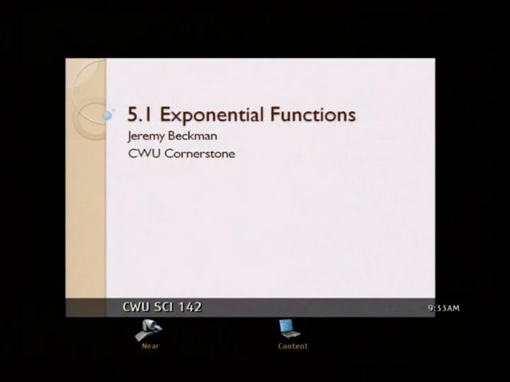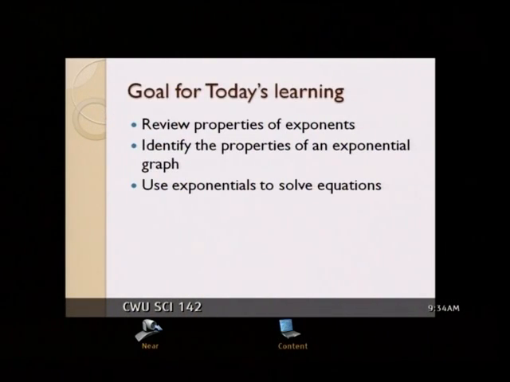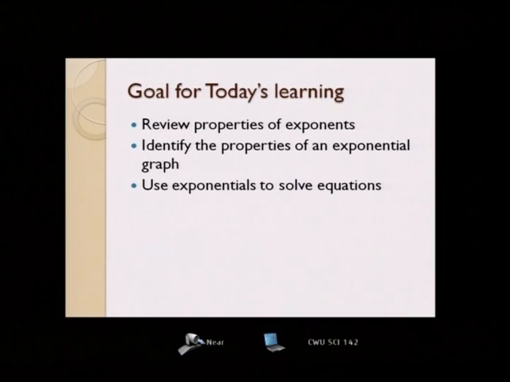Let's talk about what we want to roll through today. With section 5.1, we're talking about exponential functions. What do we want you to learn today? We want to first off review all those properties of exponents that you either learned in Algebra 2 or in Core 3, whatever you had before this class. We're going to identify the properties of an exponential function on the graph, and then we're going to use those properties of exponentials to solve equations. I'll give you just a second to write those down.